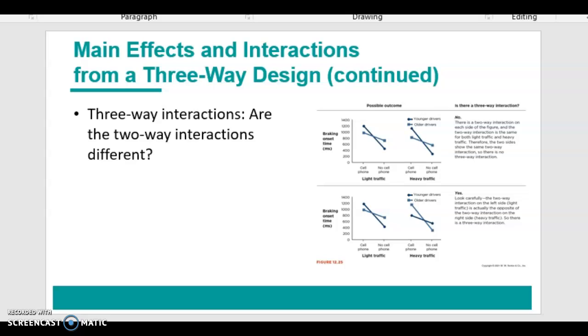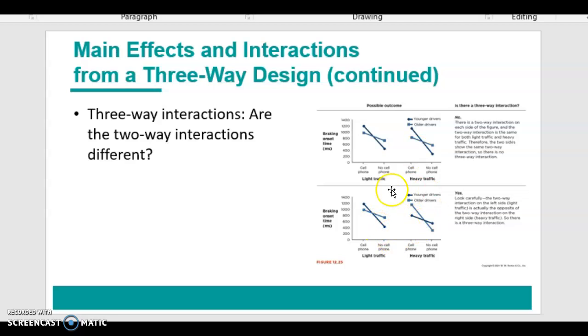If you look at the top, remember when we took our pen and moved it across from tip to tip as a straight line, and so we could tell that there was no interaction. So like right here, yes, they're crossing, right? But the variable is causing change in light traffic and heavy traffic almost similarly. So we're looking at the dark blue line, they're parallel. And then braking onset time, again, they're fairly parallel. So we would say no, there is not a three-way interaction here because this and this are not different.